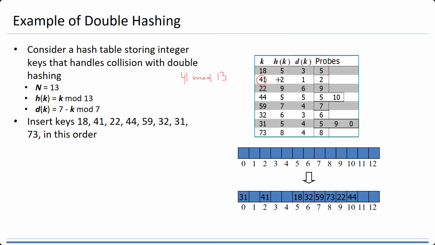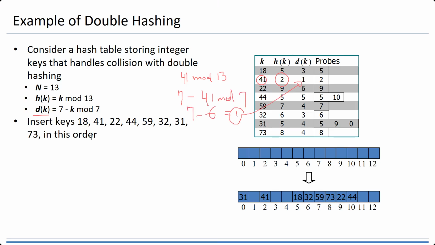41 mod 13 equals 2. Okay. And then we use the decay. Decay is 7 minus 41 mod 7. This is 7 minus 6. Then we got 1. So 1 is the value at the decay.